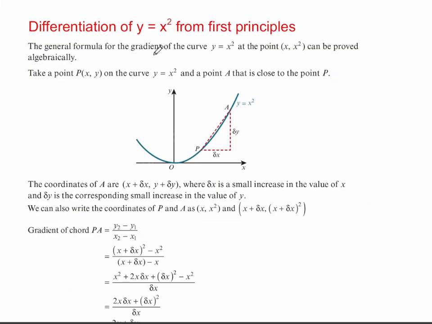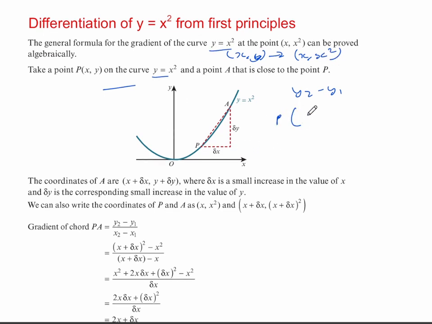Let us look at a deeper explanation of the way we get this gradient at a single point. Suppose there's a curve y equals x squared, which is this curve right here, and we want to find the gradient at the point x, y. Yeah, a general point x, y. That y can obviously be written as x squared because the curve is y equals x squared. So suppose there's a point P which is written as (x, y), and we want to find the gradient at that point.